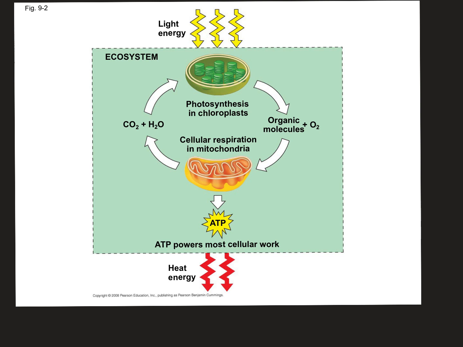So light comes into the chloroplast. The chloroplast makes sugar. The organic molecules are sugar and oxygen. Both of these go into the mitochondria. Now, the plant has mitochondria as well. So they'll take the sugar and oxygen that they make, and they'll make their own ATP. So they don't even need a lot of oxygen from the outside, because they make their own. They make so much oxygen from water that they release a lot.